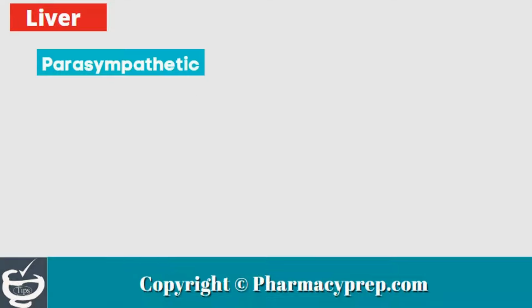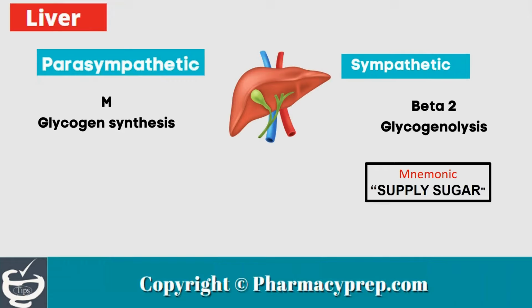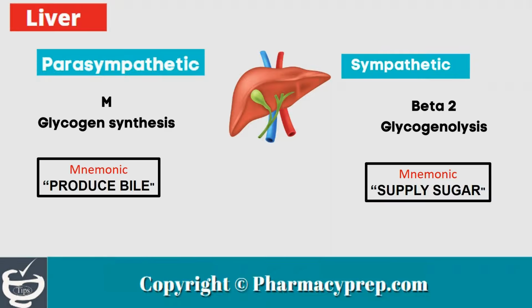Next, liver. Parasympathetic is known for glycogen synthesis, whereas sympathetic glycogenolysis increases the glucose production. So the mnemonic for the liver: S for sympathetic, sympathetic supplies sugar, whereas parasympathetic produces bile. P for parasympathetic and P for produce bile, S for sympathetic supply sugar.